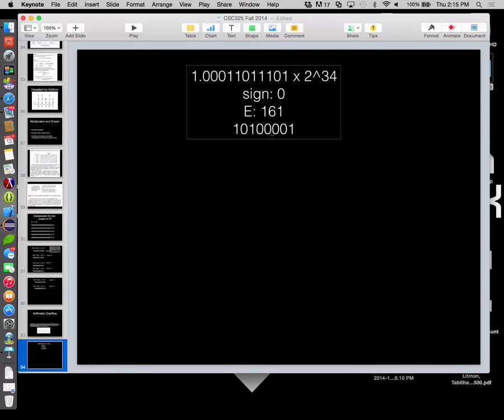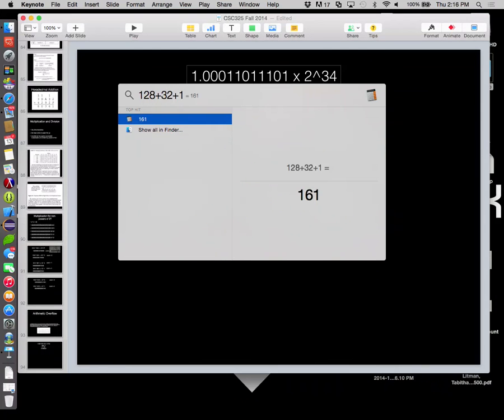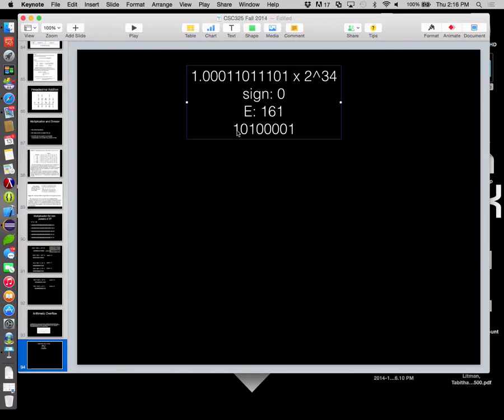Ones place, twos, fours, eights, 16s, 32s, 64s, 128. So this is 128 plus 32 plus 1. Is that 161? Yes. So E is that value. Okay?